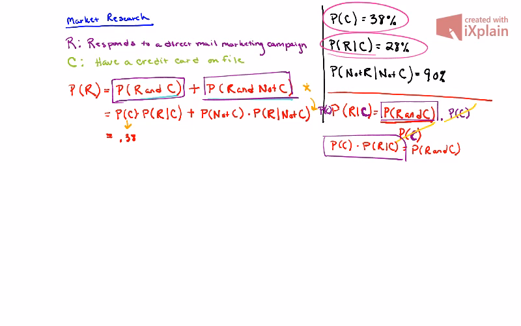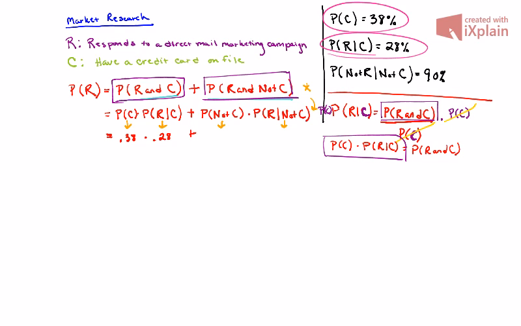The probability of them responding given that they have a credit card, I know that information too. That's going to be 28%. So here, I might be able to figure these two portions out. If you're not seeing it, I would suggest pausing the video and creating a probability tree.